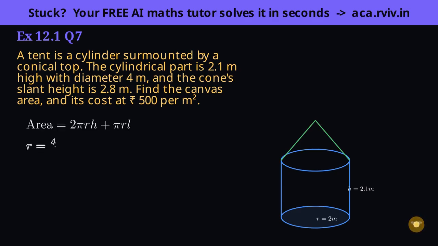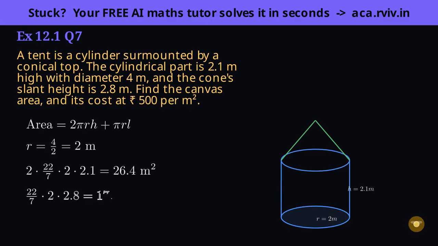The diameter is 4, so the shared radius of wall and roof is 2. Cylinder wall is 2 pi r h, radius 2, height 2.1, times 2 pi as 22/7, 26.4 square meters. Cone roof is pi r l. Notice we are handed the slant height 2.8 directly, so no Pythagoras needed this time. Radius 2 times slant 2.8 times pi, 17.6. Add wall and roof for the canvas actually needed, 44 square meters.